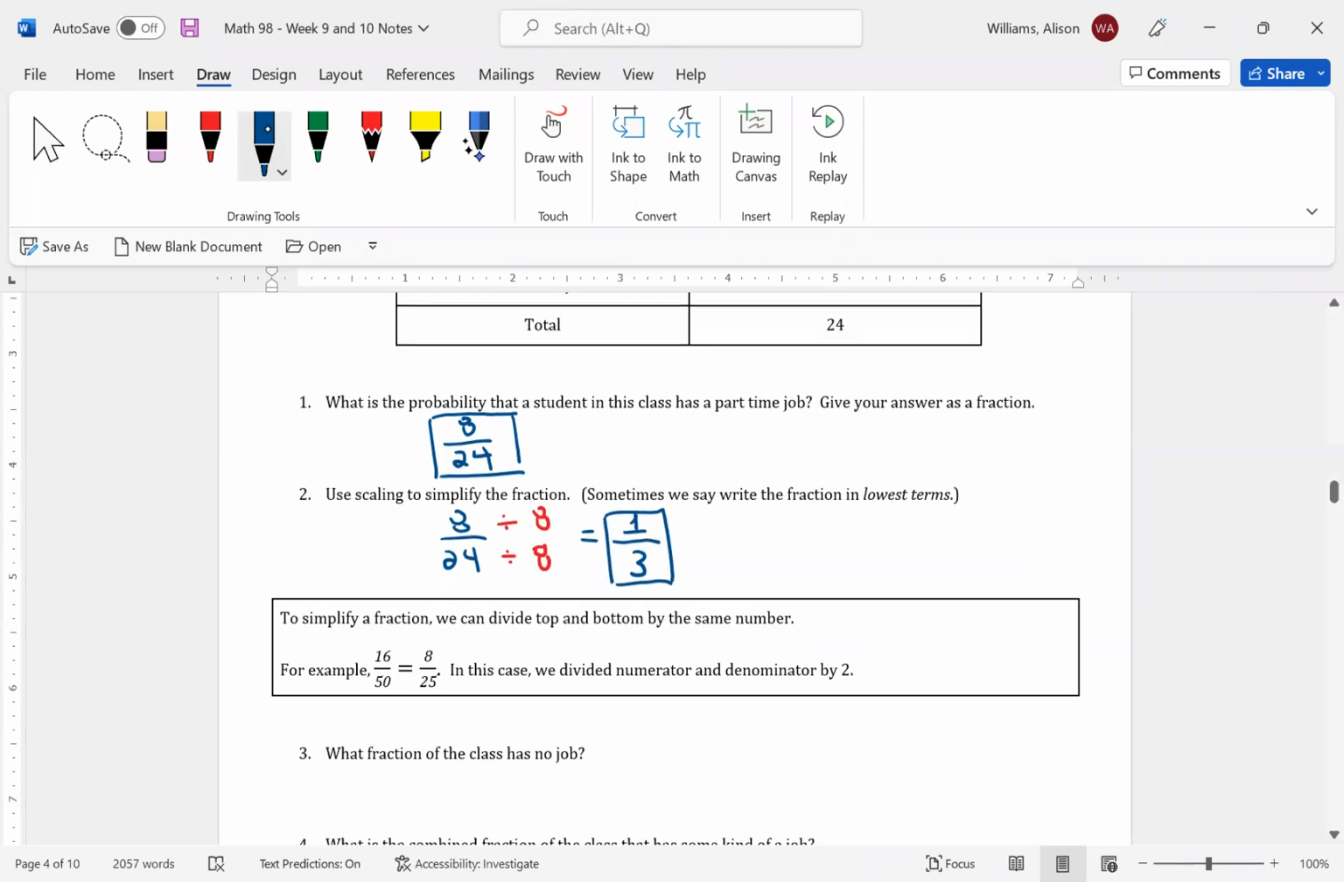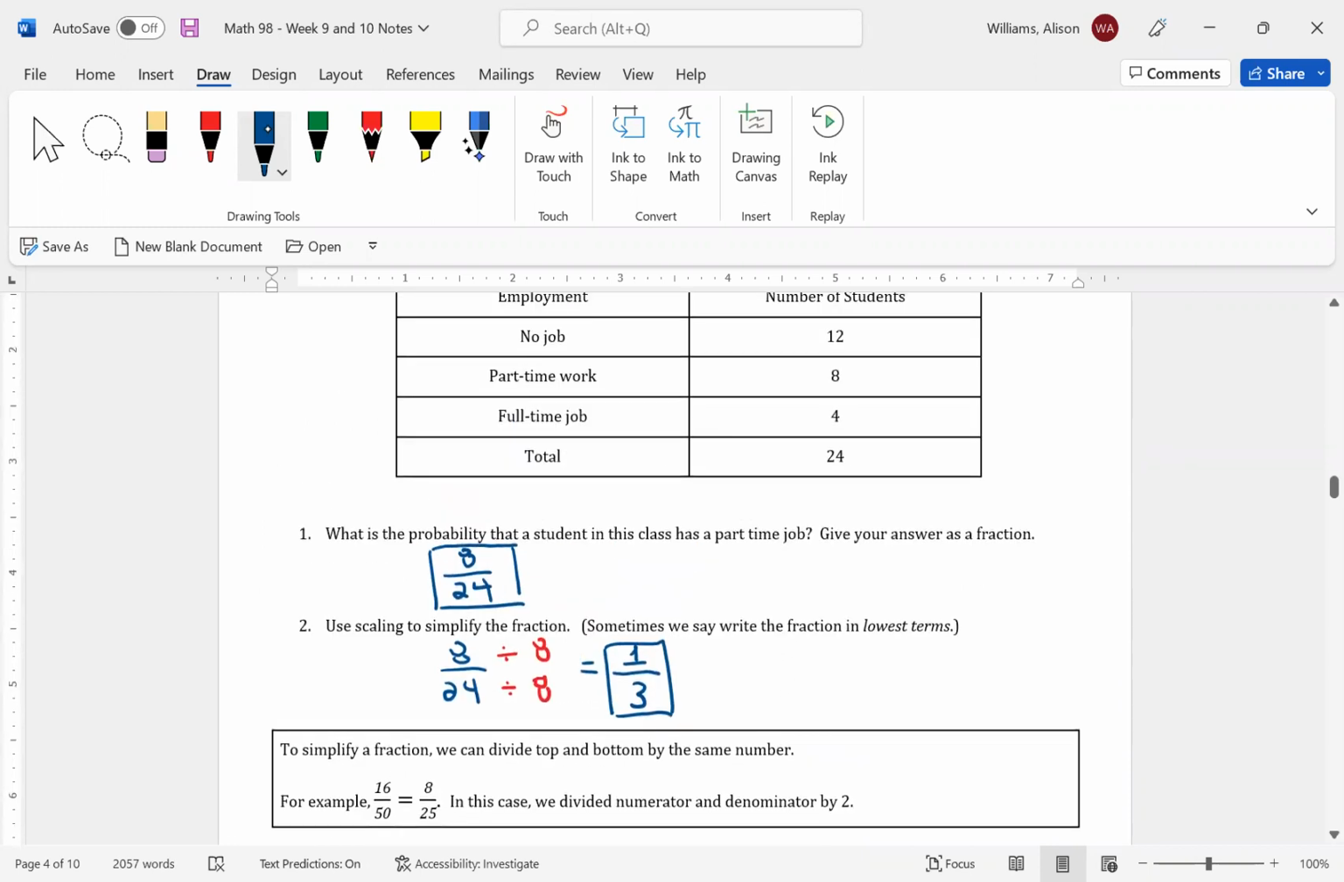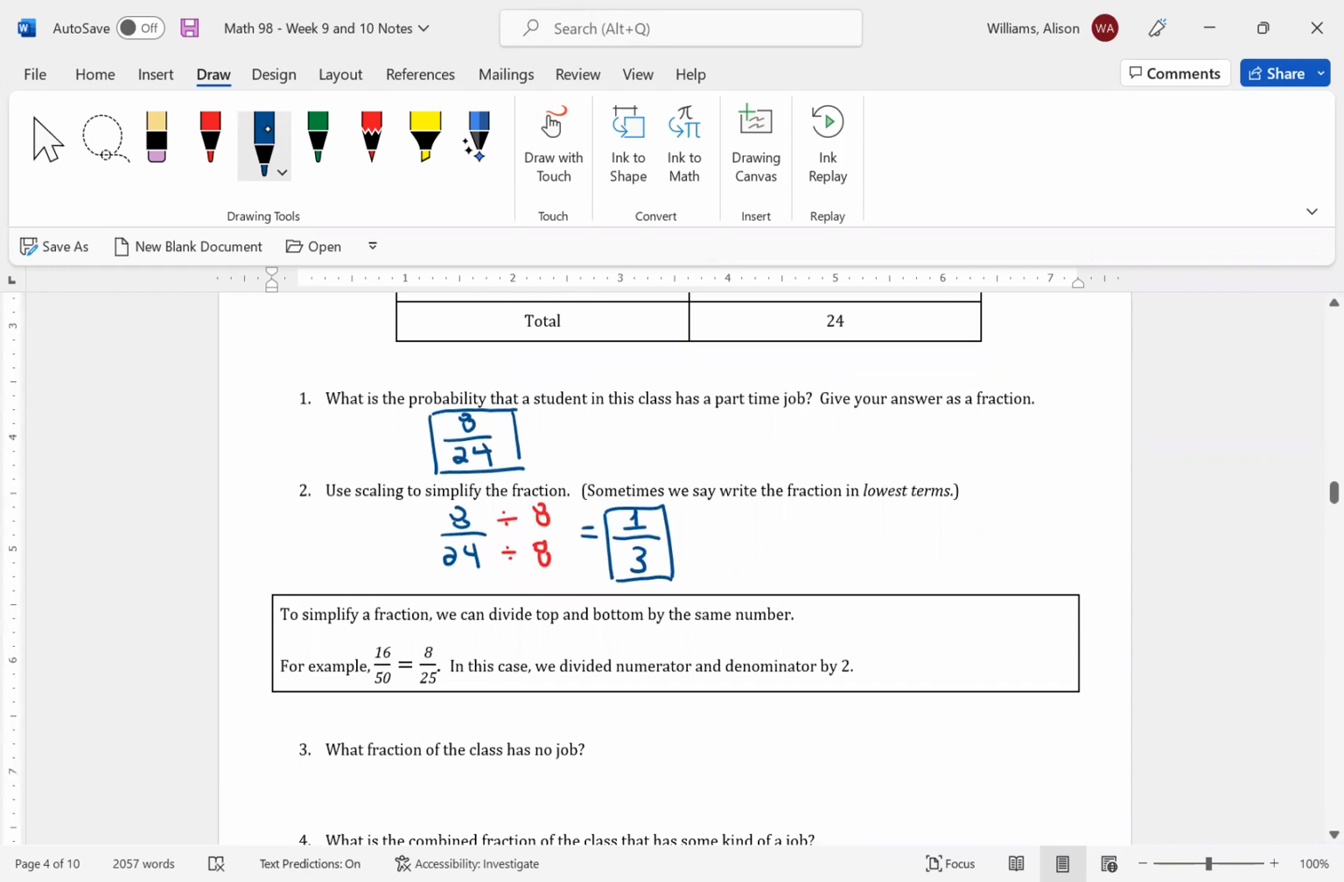So what fraction of the class has no job? Okay, so coming up here, no job, that would be 12 out of 24. Let's go ahead and reduce this one this time. So in general, when you're asked to give your answer in fraction form, they typically want you to reduce it. And I want to say in the homework on Mom, it'll say give your answer as a reduced fraction. But let's go ahead and reduce it. So again, we can divide 24 by 12. So we'll divide them both by 12, which will be 1/2.